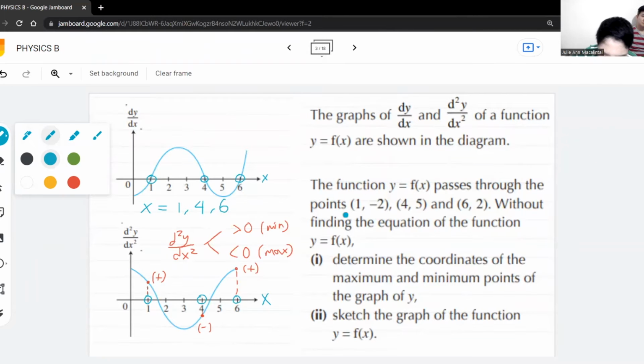At x equals 1, the point is (1, -2). This is positive, so it is a minimum. At 4, the second derivative is negative, so it's a maximum. Like earlier, when x is equal to 6, the second derivative is positive, so it is a minimum.